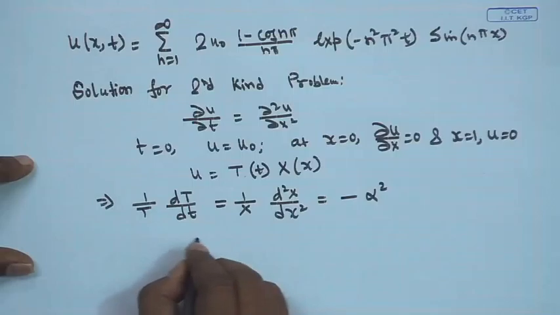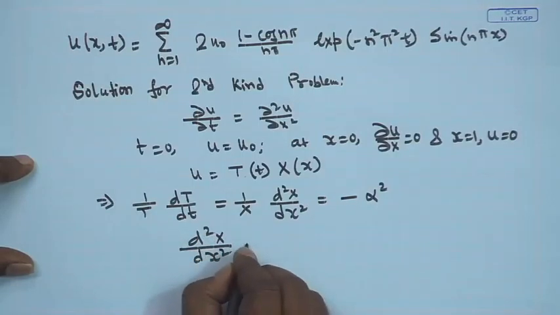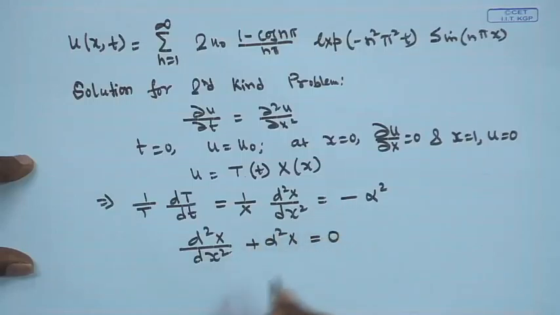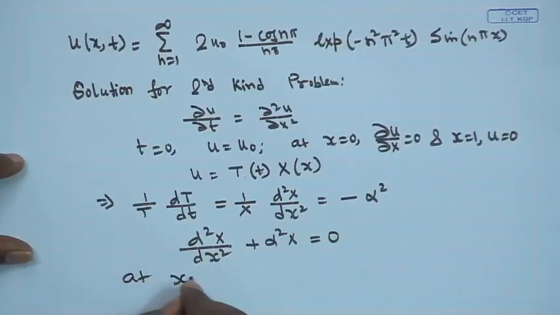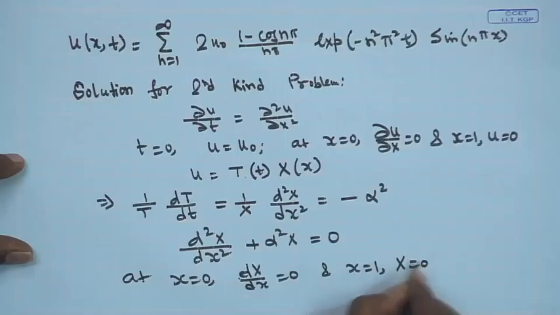So, if that is the case, we can formulate the standard eigenvalue problem in the x direction. That will be d square X dx square plus alpha square X equal to 0, and this spatially varying part will satisfy the boundary conditions of the original problem in the direction of space. So, therefore, at x equal to 0, we will have dX dx equal to 0, and at x equal to 1, we have capital X equal to 0.